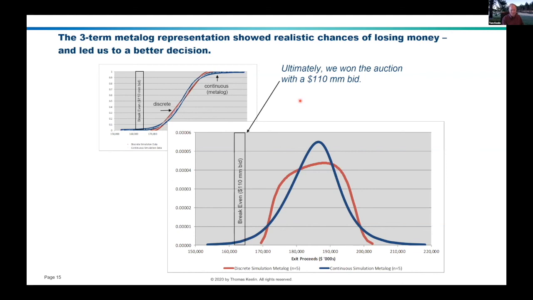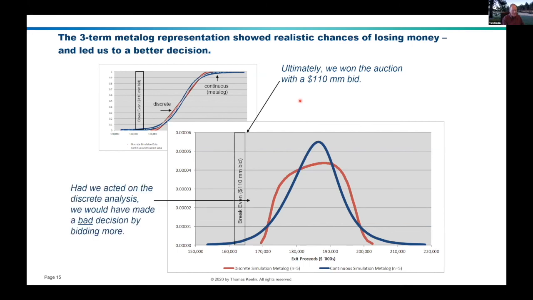We ended up owning these 1,456 loans. And just for interest, how did it all come out? Well, first of all, the point I just made, if we had acted on the discrete analysis, we would have made a bad decision. We would have made a bad decision by bidding more, and I know that from having been part of the process. But fortunately, we did have the continuous opportunity available to us.